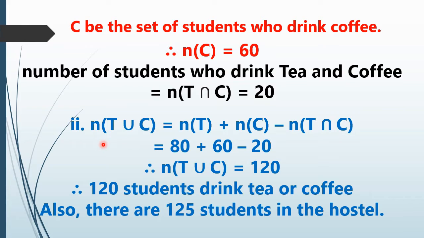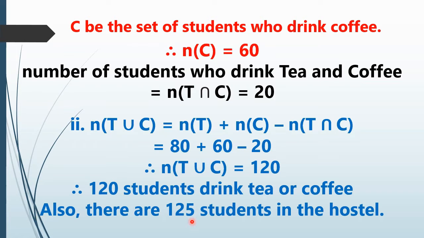So number of element in T union C is equal to number of element in set T plus number of element in set C minus number of element in T intersection C. This formula we already know. So 80 plus 60 minus 20. So number of element in T union C is equal to 120. So 120 students drink tea or coffee.